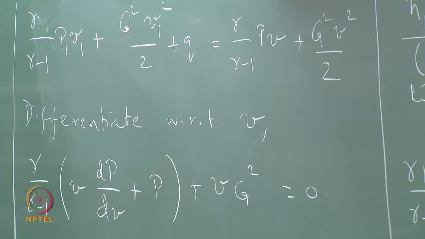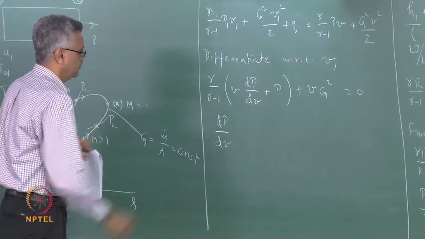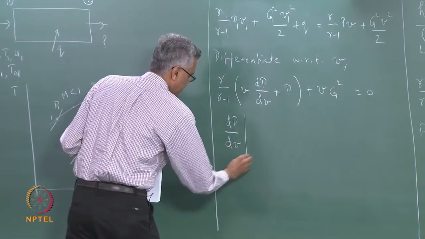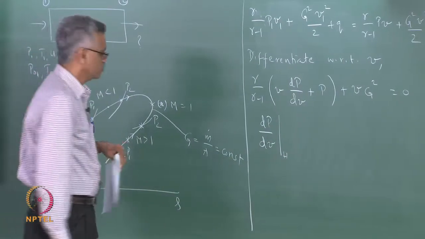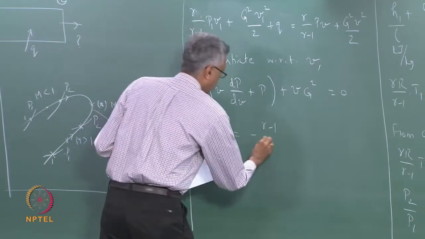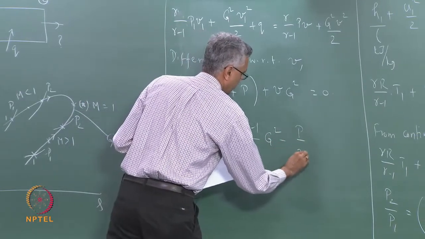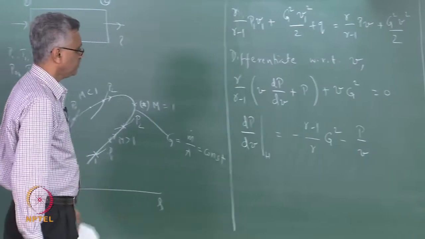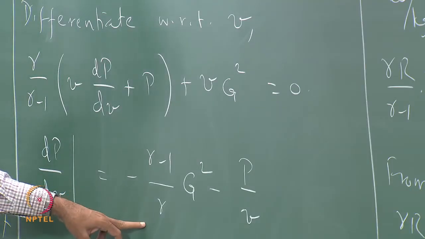It is very easy to show. We can rearrange this like this, dp dv, and let me explicitly say that this is dp dv for the H curve. This is the slope of the H curve. So dp dv is equal to minus gamma minus 1 over gamma times G square minus P over V. So this is the slope of the H curve at any point.